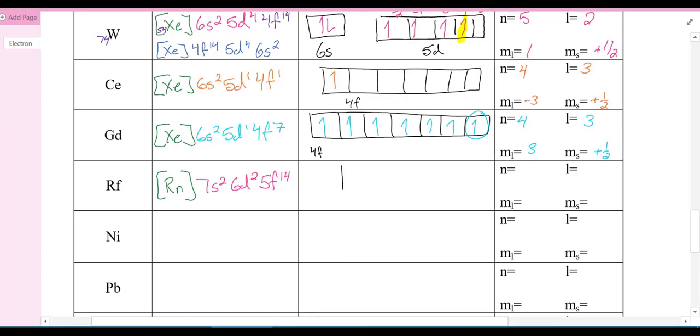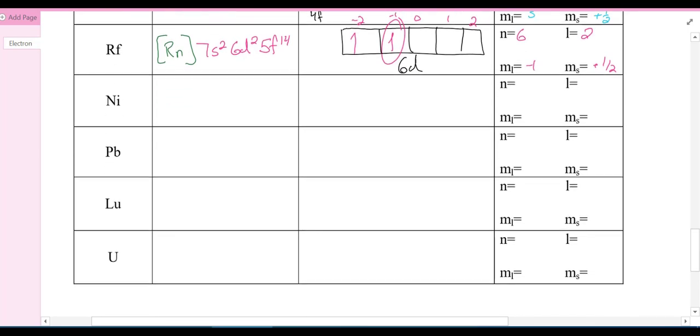If we do 6D, 2 electrons, up, down. This guy, N is, of course, 6, because we're in 6. L is 2, d orbital. -2, -1, 0, 1, 2. So it's -1, and we're positive. That's it.